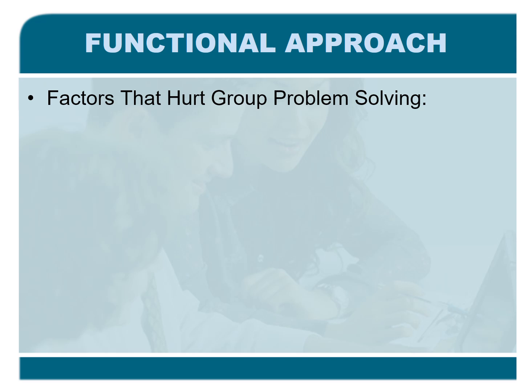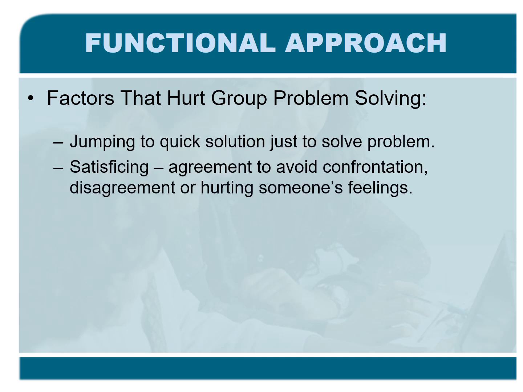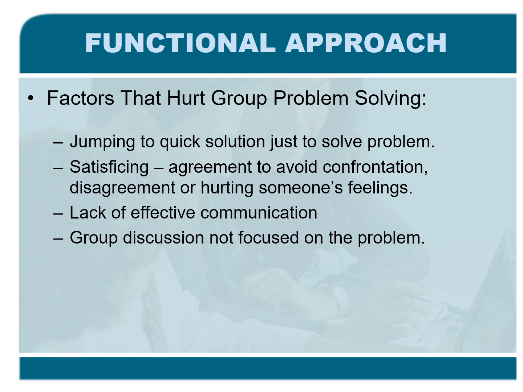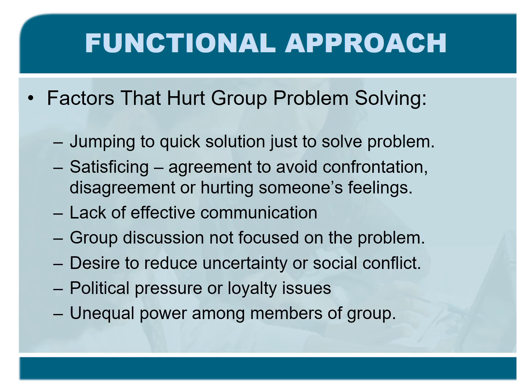Factors that hurt group problem solving are jumping to a quick solution just to solve the problem, and, as mentioned, satisficing, agreement to avoid confrontation or disagreement, or avoiding hurting somebody's feelings. There could be a lack of effective communication, and perhaps the group discussion was not really focused on the root problem. There's a desire to reduce uncertainty or social conflict. There could be political pressures or loyalty issues. And worse yet, unequal power among the members of the group.